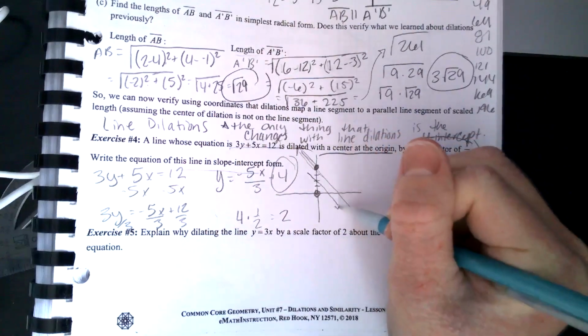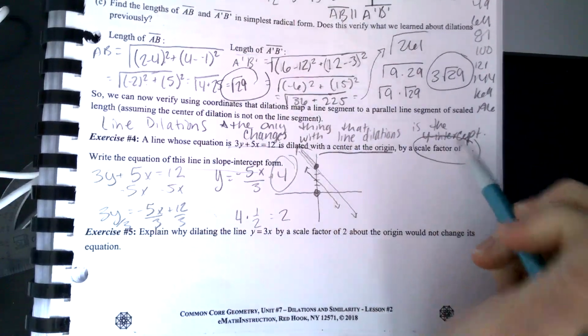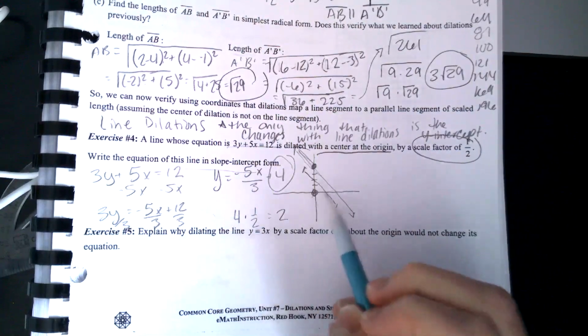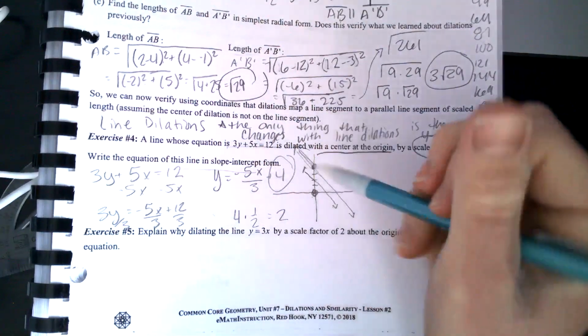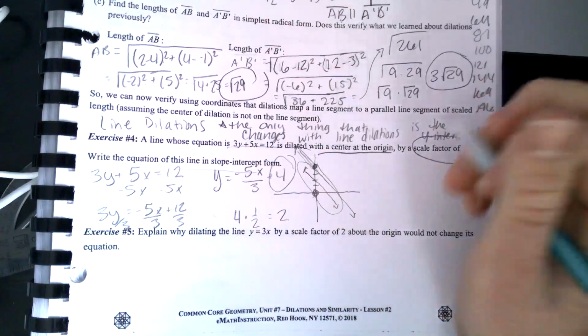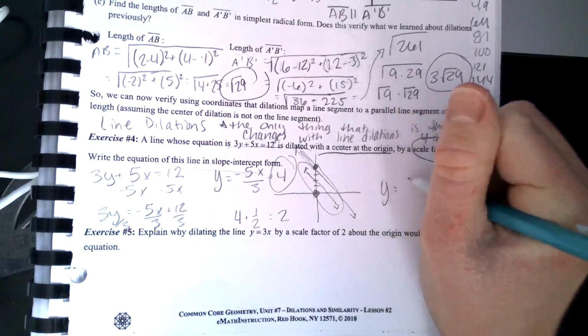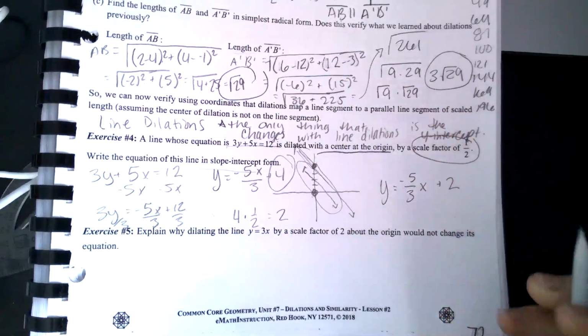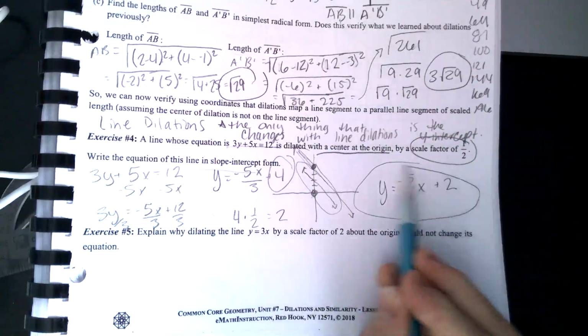Okay, and since the scale factor is smaller than 1, the line is going to come closer to the center of dilation. So the new equation of the image of this line is going to be y is equal to -5x/3 plus 2. It's going to have the same slope, just the y-intercept is going to change. So this is going to be the equation of my new line.